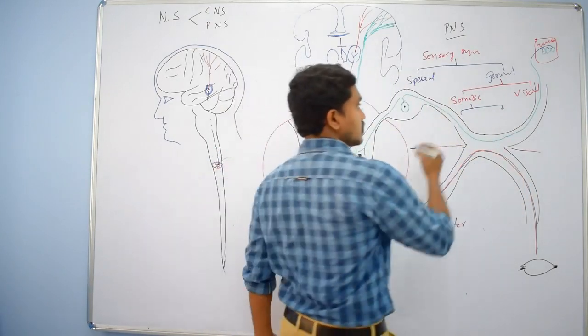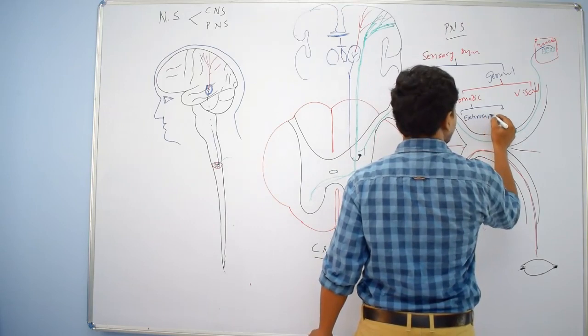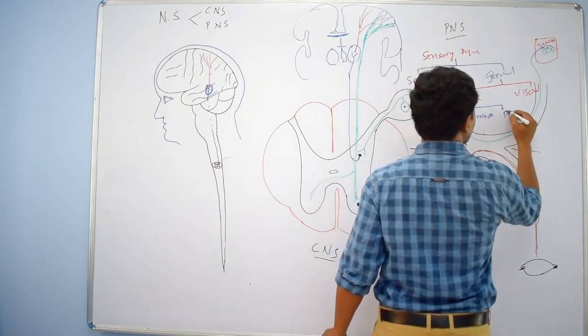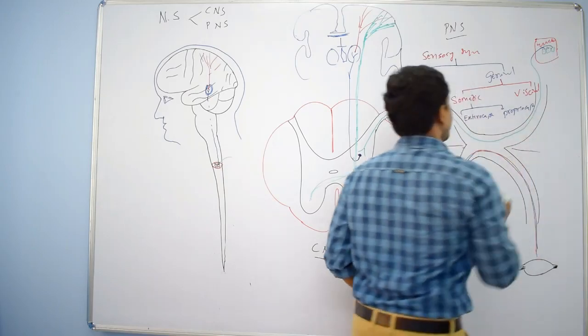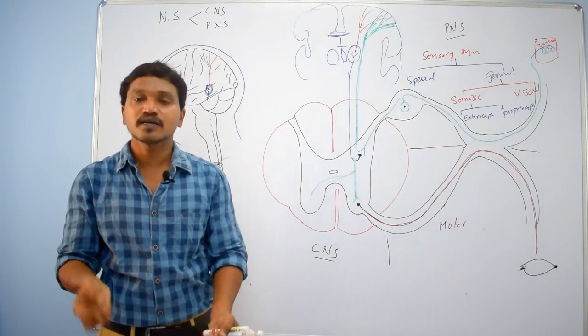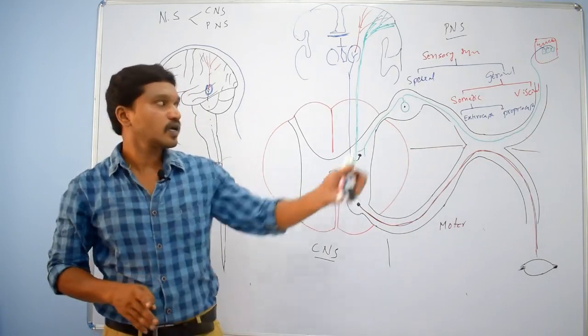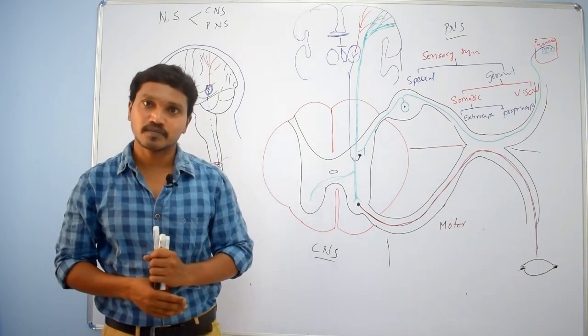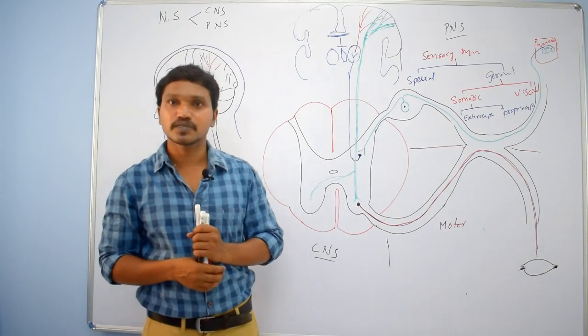What are those parts? Exteroception and proprioception. Exterior means exterior. What is present exteriorly? Skin. The sensations which are arising from the skin, those are exteroceptions. Right? Like pain, touch, temperature, these are exteroceptions.